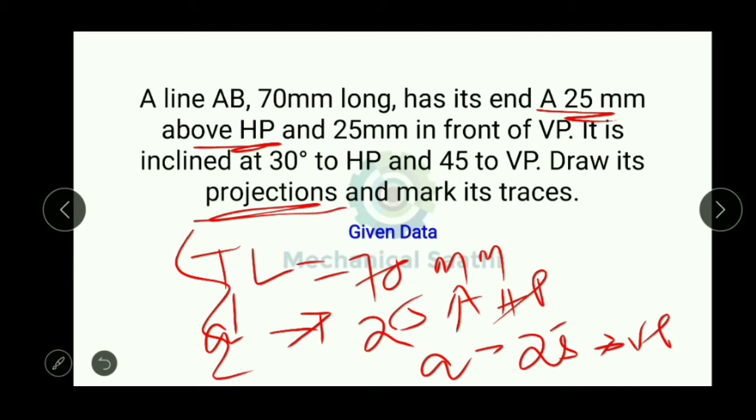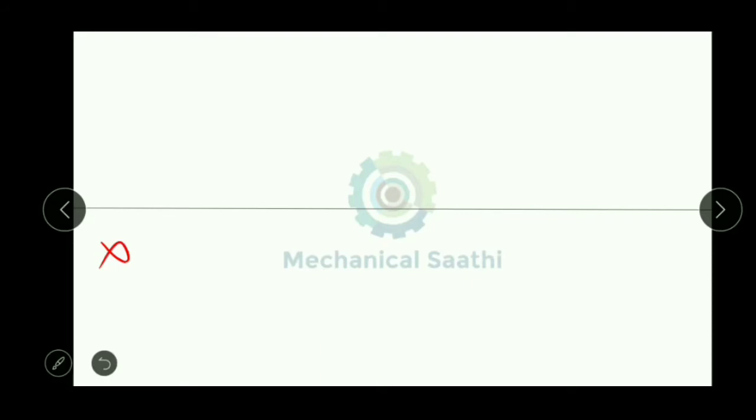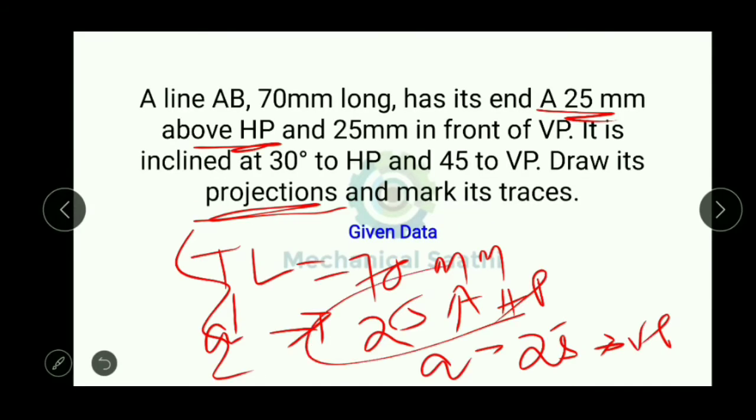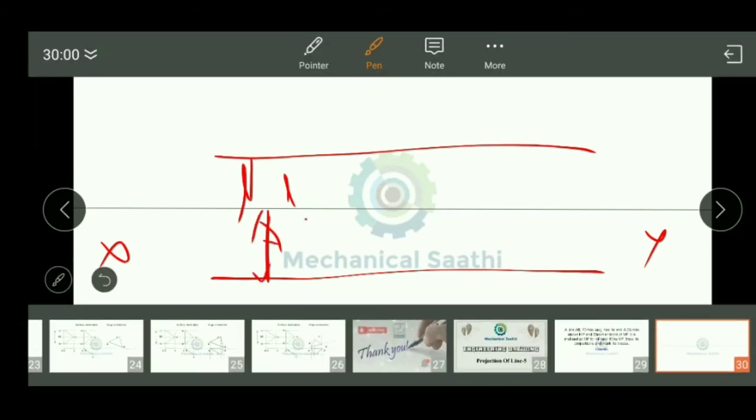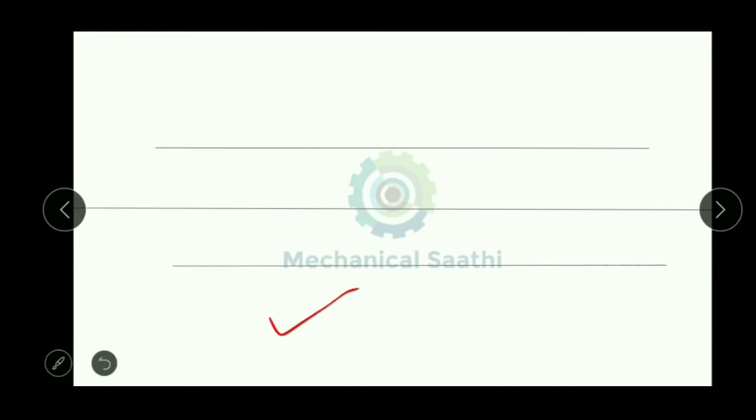So let us move forward. First we need to draw the reference line. It will be somewhat like this; this is the XY reference line. Then it is given 25 mm above HP and 25 mm in front of VP. So let me draw a line 25 mm from this horizontal line, and another line 25 mm below this line. If I draw that, I get a figure like this.